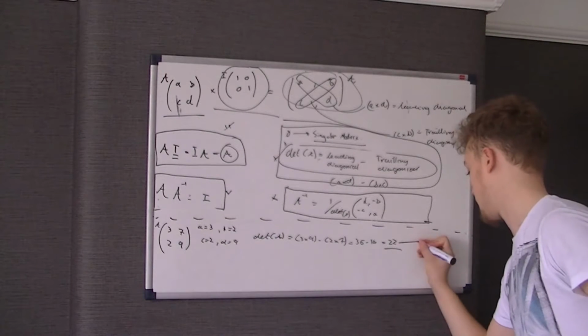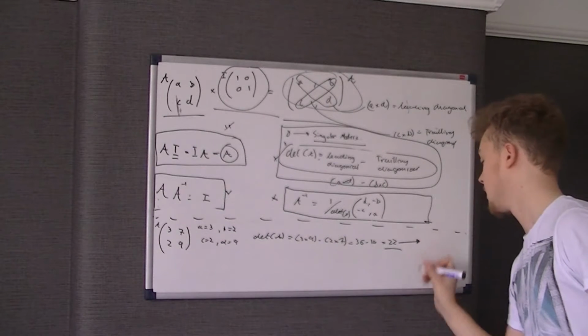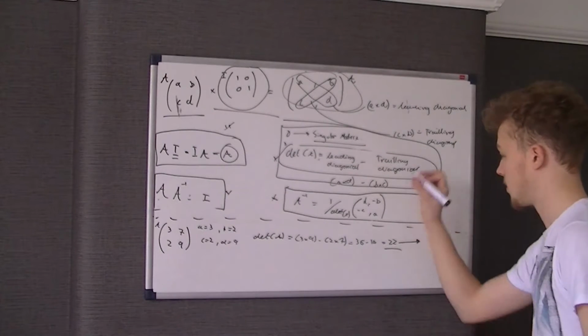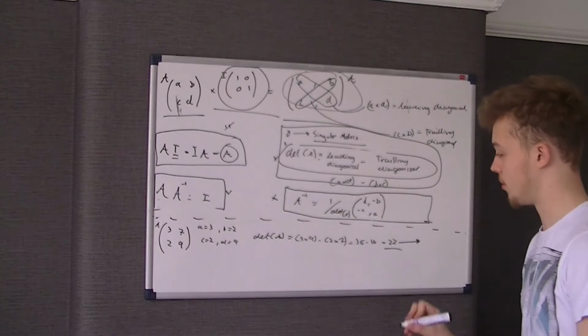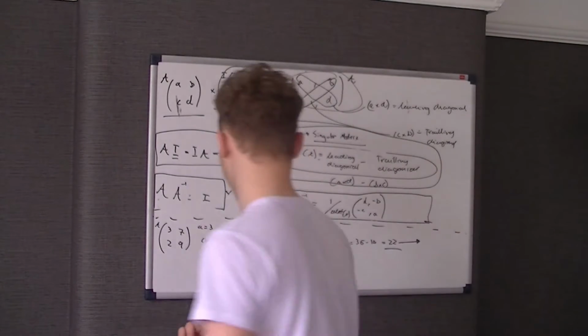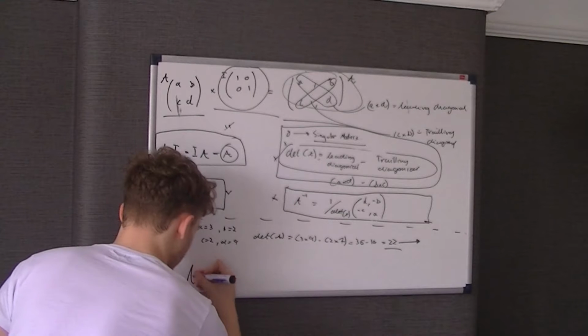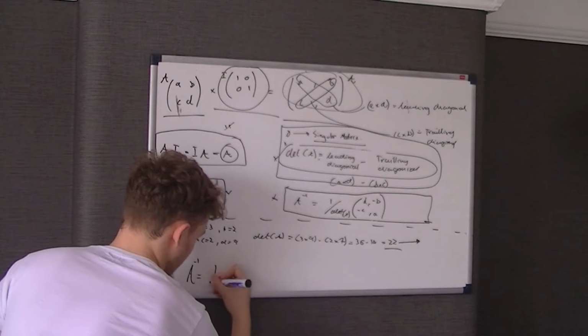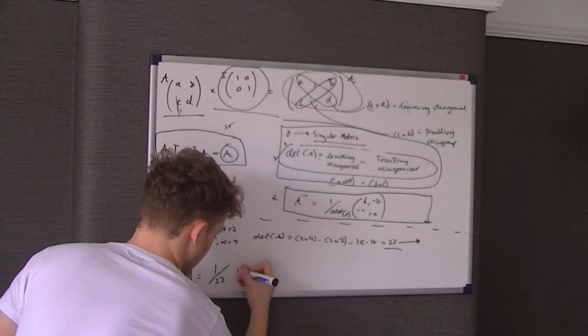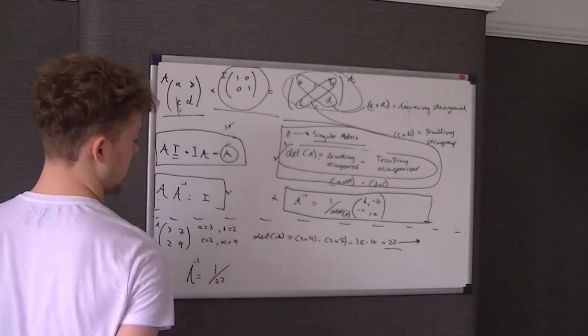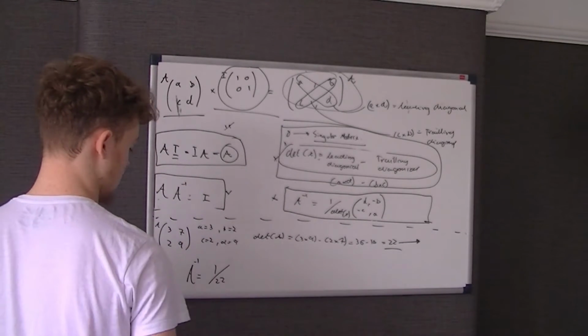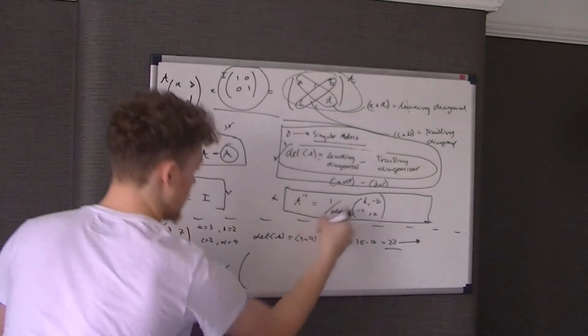Now, this might get a bit messy because I've just done this off the top of my head, so you may need a calculator. Now that we know the determinant of A, we just sub it in the formula, so the inverse of the matrix A is equal to 1 over 22, the determinant of A. You could put 1 over 3 times 9, take 2 times 7, but it's easier to put 1 over 22. And then we work out this matrix.